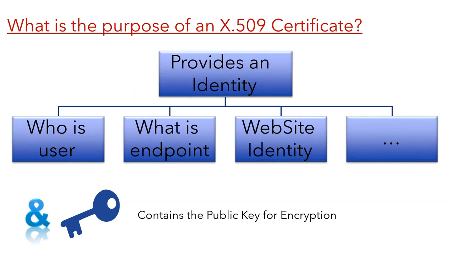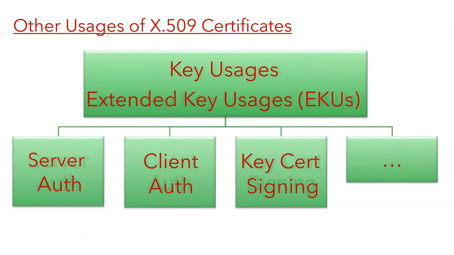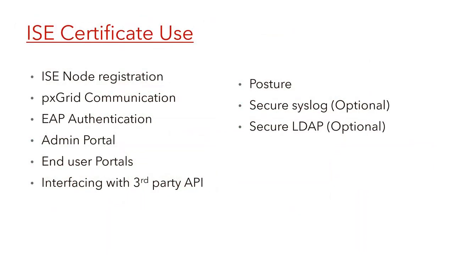Now this X.509 certificate, what identities does it have? Who is the user, what is the endpoint, what is the website identity, that's the framework. But how exactly it works behind the scenes, and what key concepts we have, we'll see in the upcoming slides. Now X.509 certificates have extended key usage for server authentication, client authentication, code signing, and many more. How does it work? Most of the certificates at present are using the asymmetric way of doing certification. Now what is the asymmetric way of doing certification?